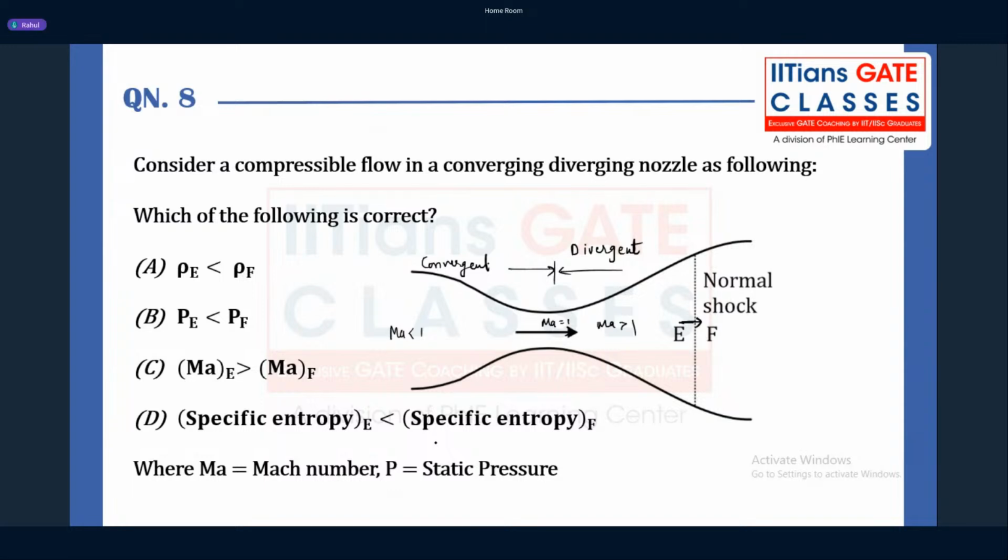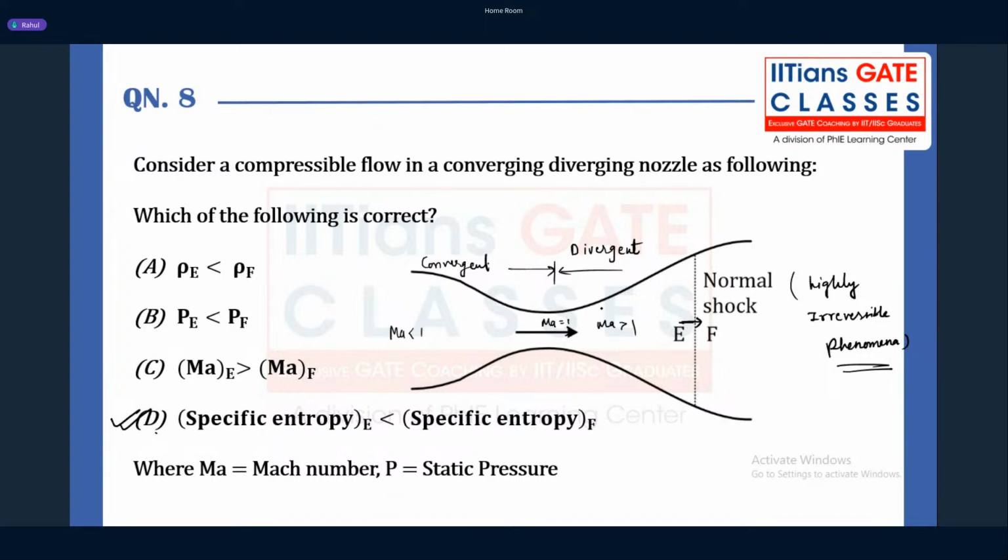And normal shock is basically a highly irreversible phenomenon. The moment you know this fundamental thing, that it is one of the highly irreversible phenomena, then definitely you can answer D. Whenever we have irreversible phenomena, definitely entropy will increase in the further direction of flow. Then you can say that D will be correct. Specific entropy will definitely be higher at point F as compared to point E, right?